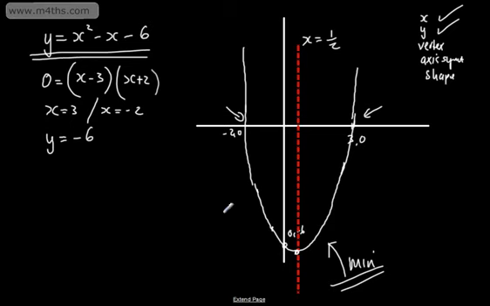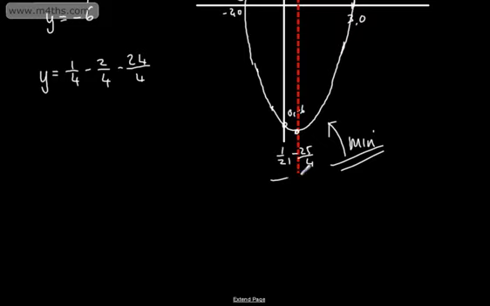With our minimum point, we could find the coordinates by substituting in that x was equal to 1/2. If I wanted to put it in here, I could put it in here. If I wanted to put it in here, it's entirely up to me. So the y coordinate is going to be 1/2 squared, which is 1/4, minus 1/2, which is 2/4. Then we're going to have minus the 6, which is 24/4. So that's going to give me minus 25/4. So this point right here is going to be 1/2, comma, negative 25/4. So that's what we get.